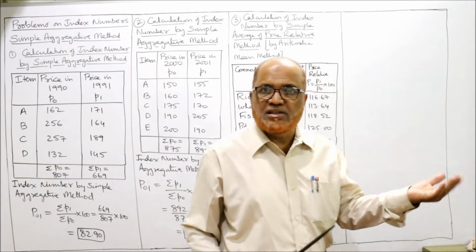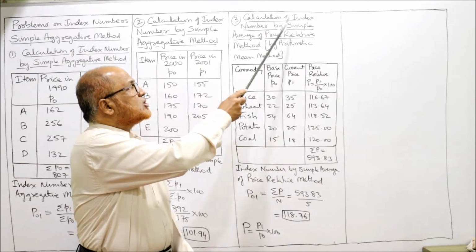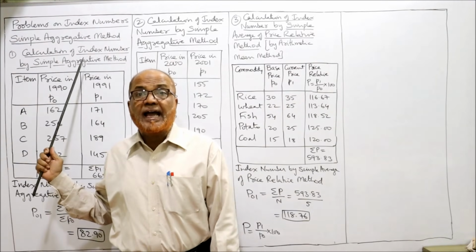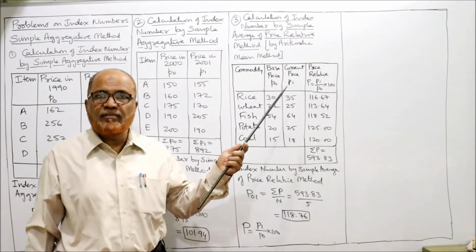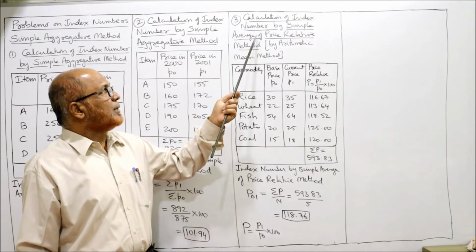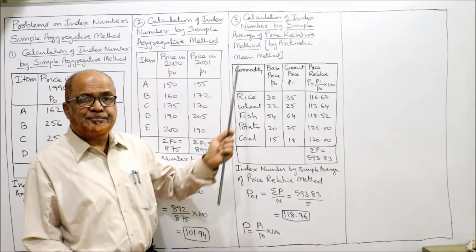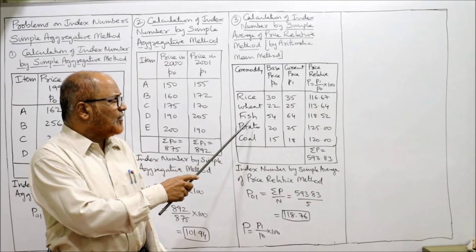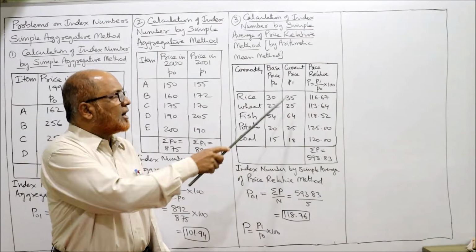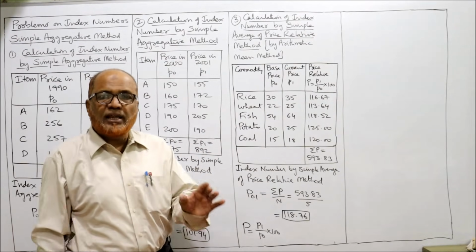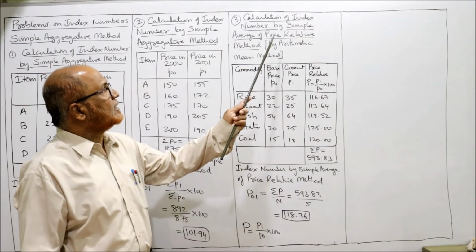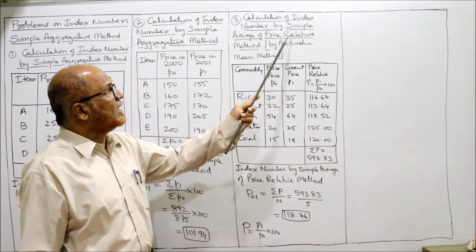This is different. The third one is a different problem. See carefully. Calculation of index number by simple average of price relative. The first method was simple aggregative; this is not simple aggregative, it is the simple average of price relative method, right? So simple average of price relative method by arithmetic mean. Commodities rice, wheat, fish, potato, coal are given in the problem. Base year prices are given, P0. Current year prices are given, P1. Now the new point is we have to calculate price relative. This method is called the simple average of price relative method.